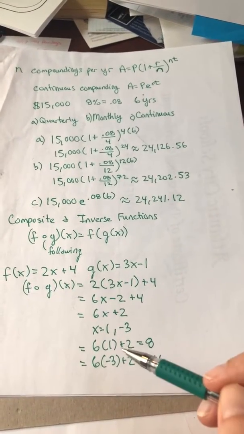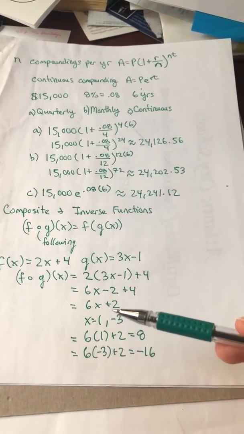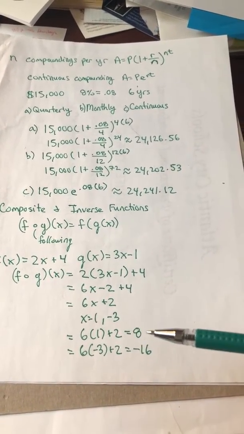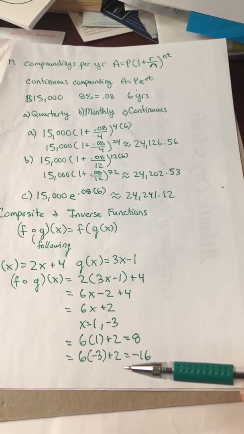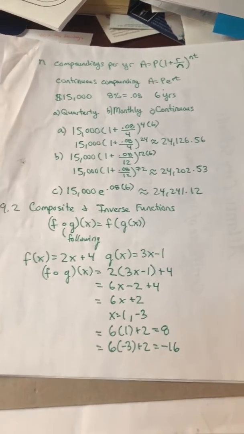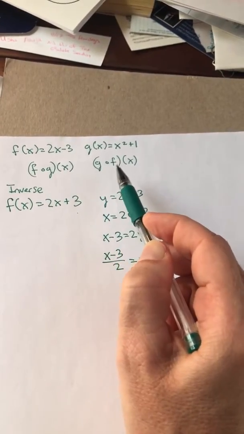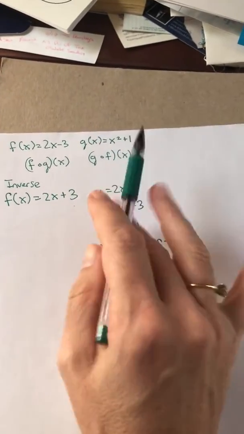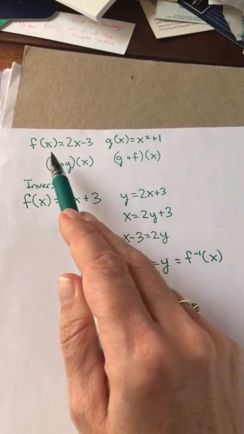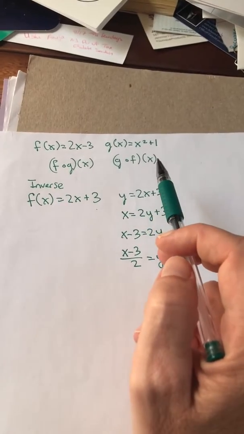And then they want you to evaluate that when x equals 1 and x equals -3. So then you're just going to simply plug in 1 for x, and you get 6 plus 2, or 8, and negative 3 for x, and you get negative 18 plus 2, or negative 16. They'll also have you look at f following g of x versus g following f of x. They're not the same, so just be cognizant of your order, and these were 2 examples in the book. If f of x equals 2x minus 3, and g of x equals x squared plus 1.